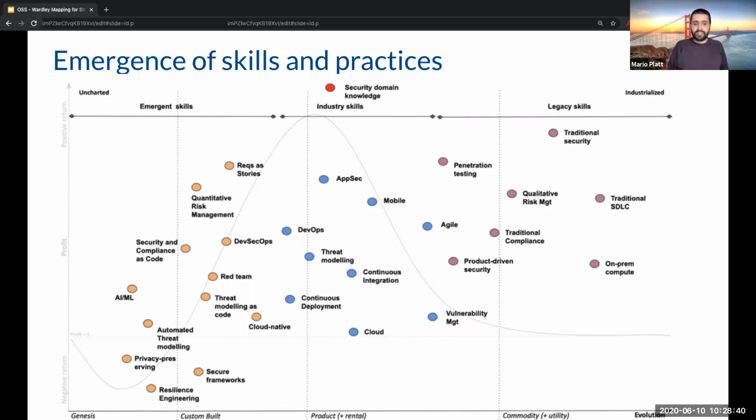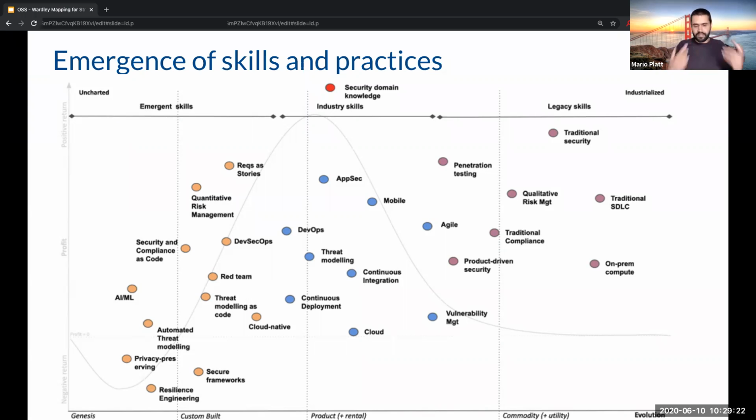So activities such as use of cloud native technologies, DevSecOps, threat modeling as code, compliance as code, quantitative risk management like FAIR, so factor analysis of information risks, as opposed to qualitative risk management as most organizations still approach it. Things such as writing security requirements as stories or scenarios or even tests, which software needs to pass. And furthermore, practices around resilience engineering, privacy preserving techniques, and also aspects of safety engineering. They're all becoming more commonplace.